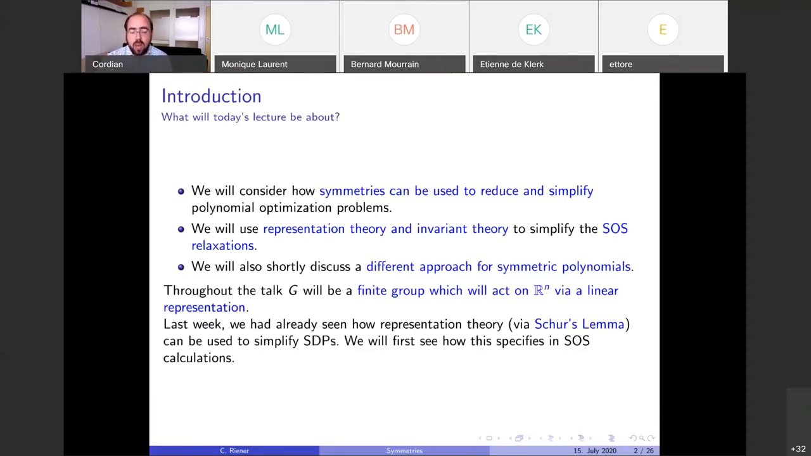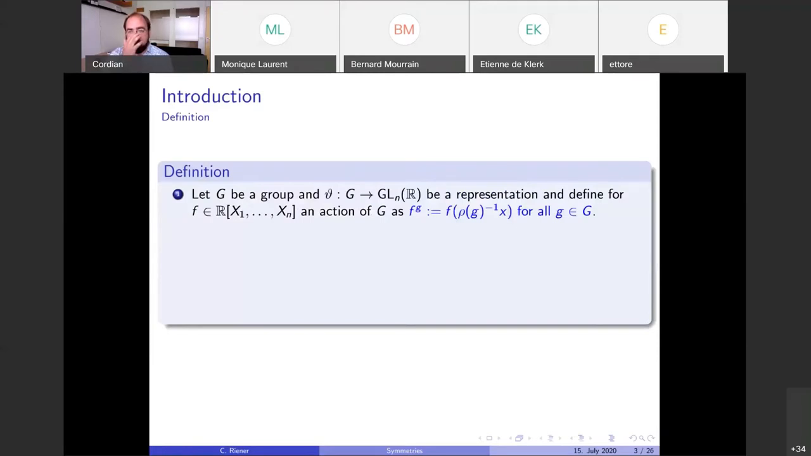And so last week we have already seen how we can, in the setup of representation theory, use Schur's lemma to simplify SDPs. And if you know a little bit about sums of squares, then you know that sums of squares are essentially given by SDPs. So you already know, maybe only by having been here last week, that you can simplify this question with the semi-definite programming tools that we saw last week. But today I want to focus really only on the sums of squares side of it.